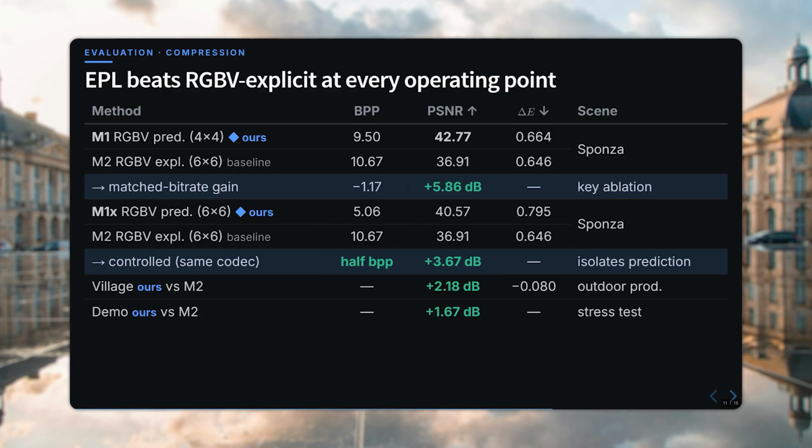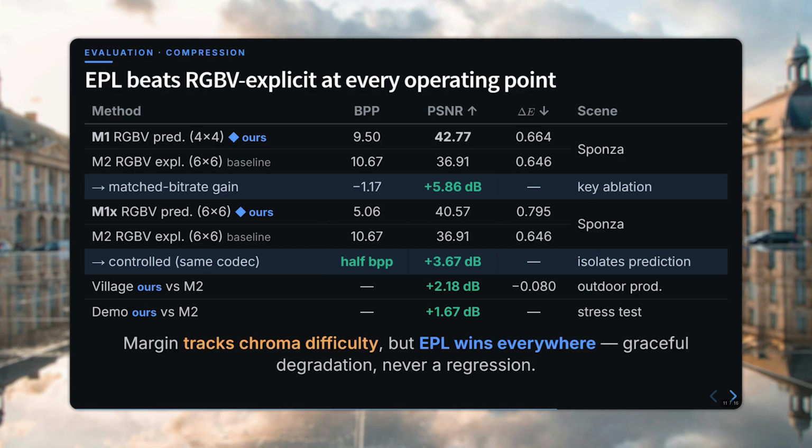And even on the stress demo, we're still at plus 1.67 dB. So the margin really tracks how hard the chroma is, but the key point is that EPL wins at every operating point. It degrades gracefully, and it never regresses.